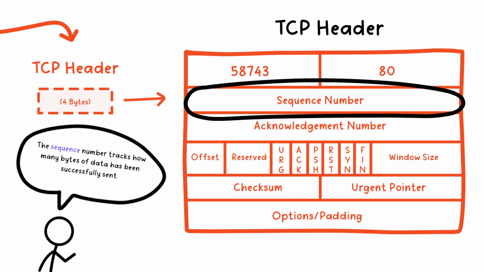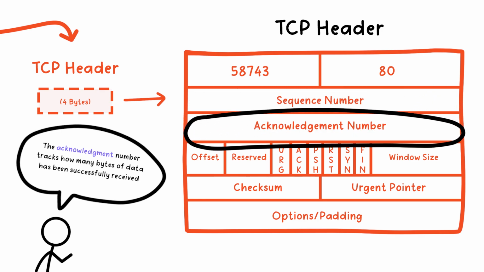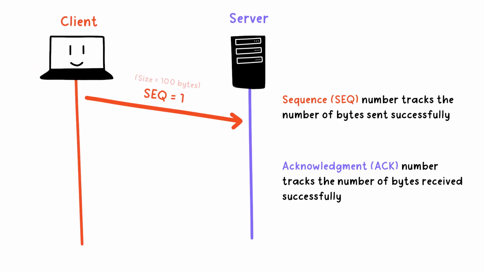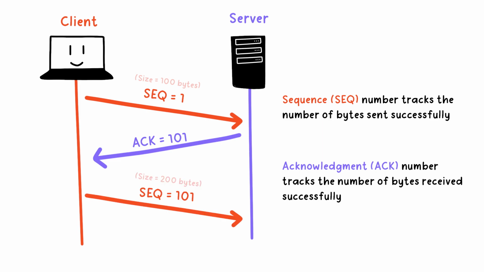There is also the sequence number, which is used to track how much data in bytes that the device has successfully sent. Then there is the acknowledgement number, used to track how much data the device has successfully received. For example, if my device were to send the server 100 bytes of data, it will send a response with an acknowledgement number incremented by 100. If my device then sends 200 bytes of data next, it will increment the sequence number by 100 because it knows that that is the amount of data that has been successfully delivered so far, and the cycle repeats until both devices are done sending data.